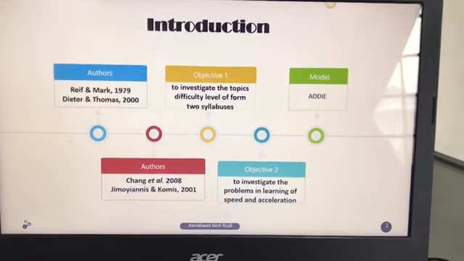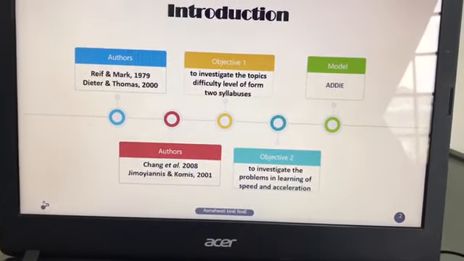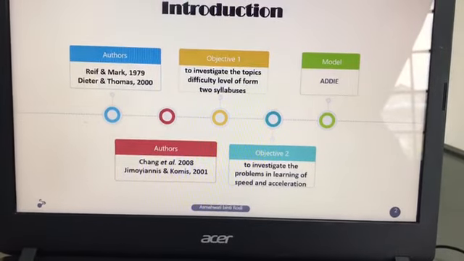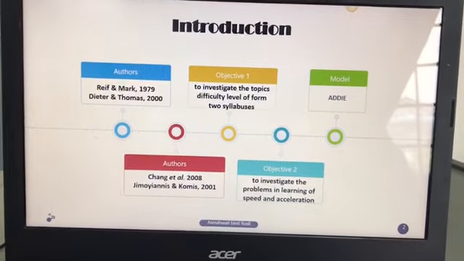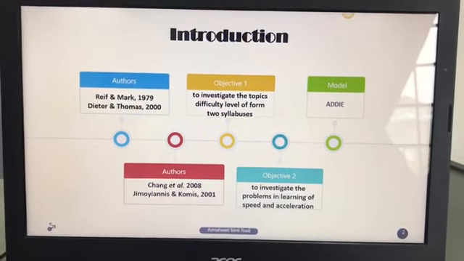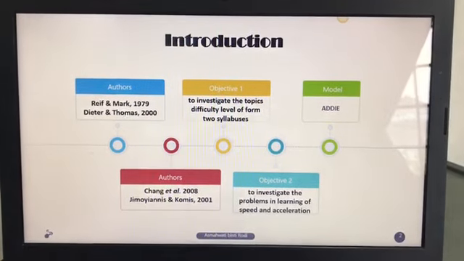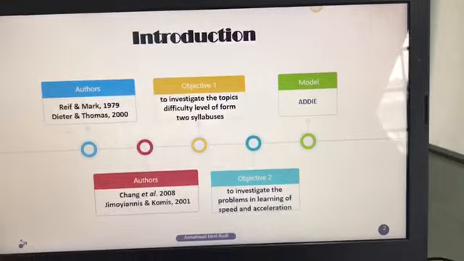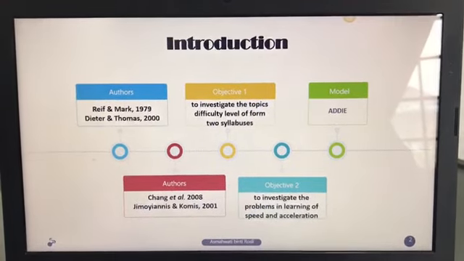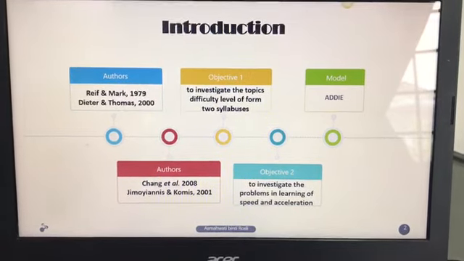The main purpose of this research is to determine the effective instructional strategy in teaching the motion visual laboratory in secondary school from the cognitive and attitudinal perspective. Specifically, the objectives of this study are to investigate the topic difficulty level of the Form 2 syllabus and to investigate the problems in learning speed and acceleration.